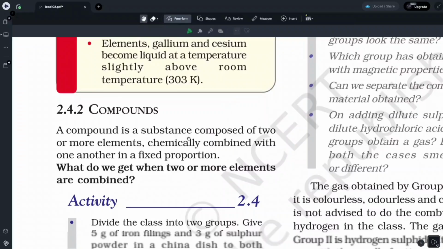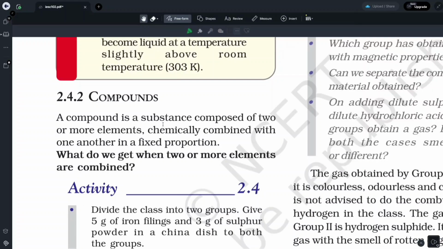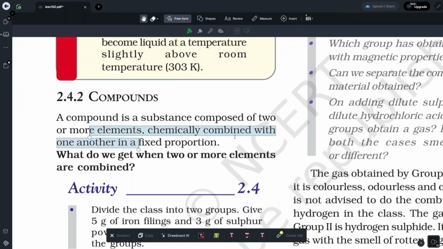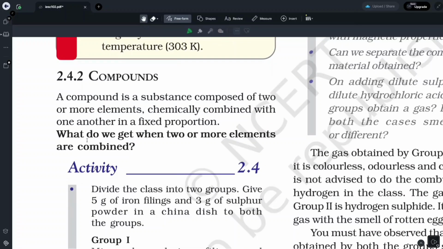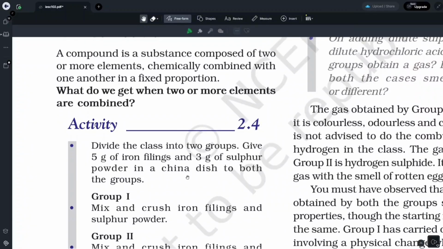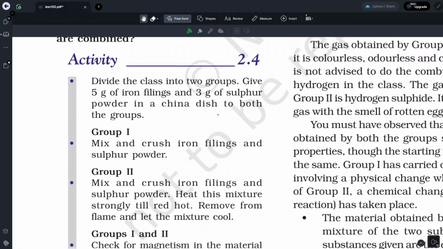Let's discuss compounds. A compound is a substance composed of two or more elements chemically combined with one another in a fixed proportion. What do we get when two or more elements are combined? Let's discuss activity 2.4.